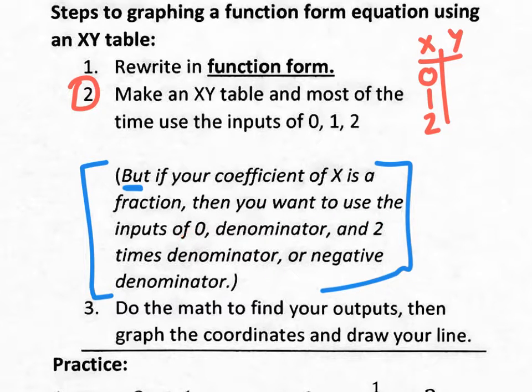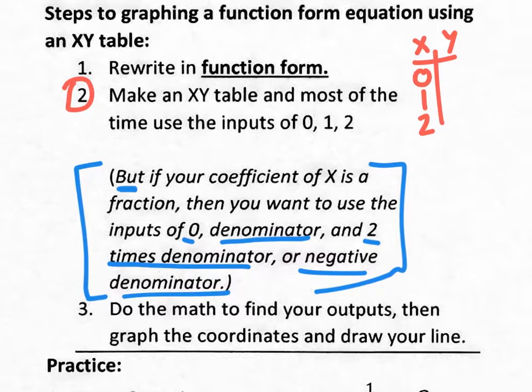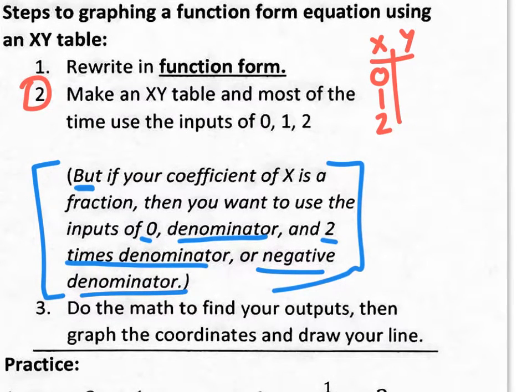You want to use 0. That's great. 0 is still great. 0 is the best. But you also want to use the denominator, whatever the denominator is, you want to use that number, and 2 times the denominator, or maybe a negative denominator. Okay? So, for example, let's say our function form equation is y equals 1/2 x minus, let's say, 3.